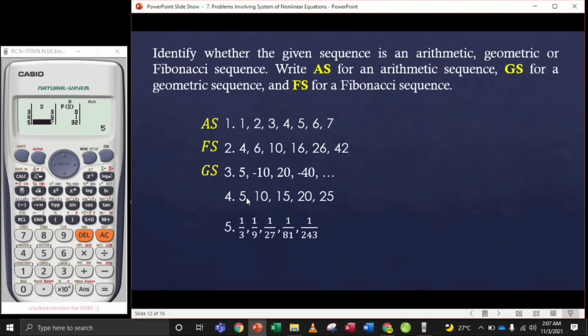How about number 4? 5, 10, 15, 20, 25. Meron silang common difference. So, this is arithmetic sequence. How about number 5? 1/3, 1/9, 1 over 27, 1 over 81, 1 over 243. Okay, so meron silang common ratio. So that is geometric sequence. Okay. So I think naiintindihan nyo yung pagkakaiba ng tatlo, yung arithmetic sequence, Fibonacci sequence, and the geometric sequence.